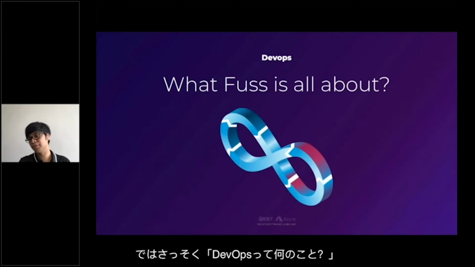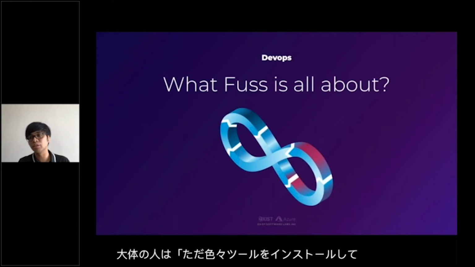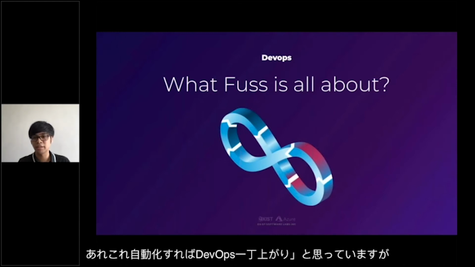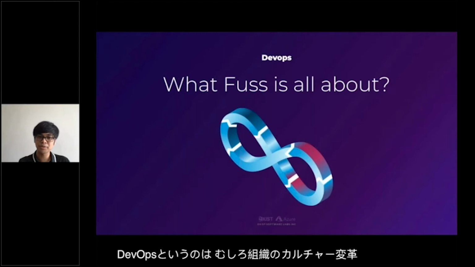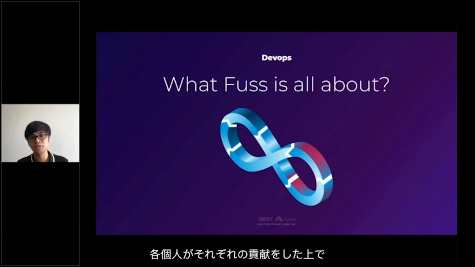So what is this all about? DevOps is a buzzword. Most people would think that you just need to install a lot of tools, automate stuff, and there goes your DevOps. However, we see it differently. DevOps is more of a culture changer. It's a process wherein each individual should be able to contribute in their own little way for it to be successful.